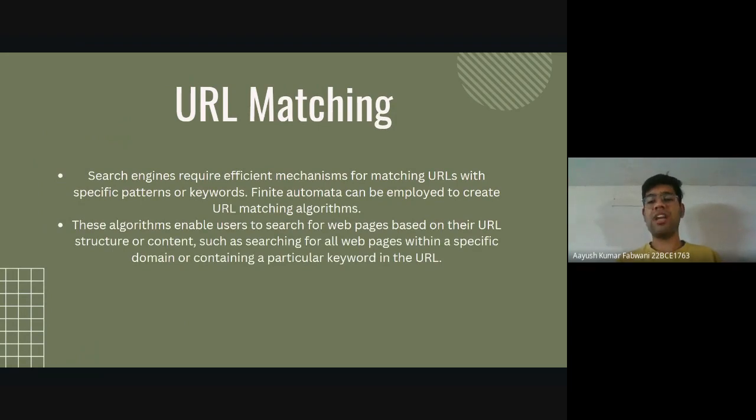Now we come to URL matching. What happens in URL matching is, URLs follow a very strict pattern, as we all know, right? This pattern can be made into a regular expression, and then finite automata can be employed to create URL matching algorithms. So to take a look at this, search engines require efficient mechanisms for matching URLs with specific patterns or keywords. Finite automata can be employed to create URL matching algorithms.